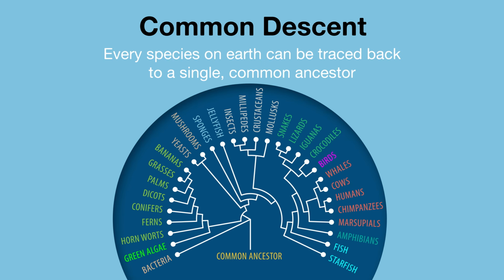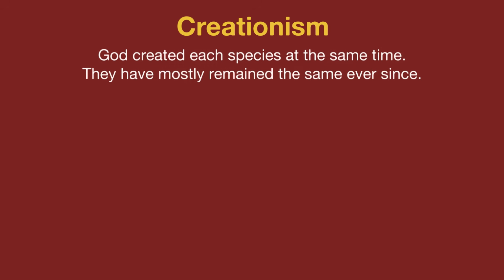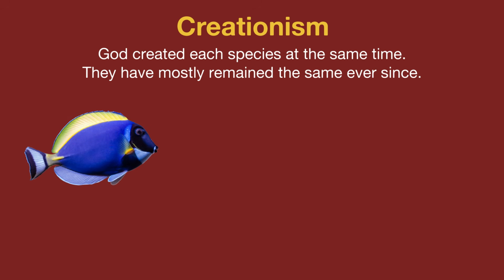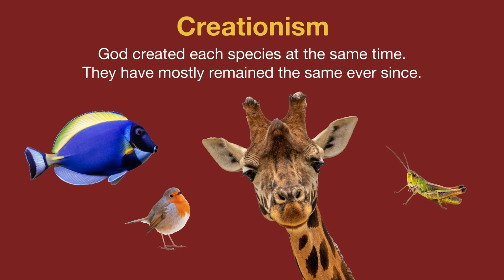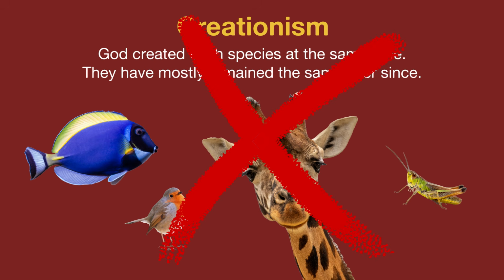Now, the opposite of the theory of evolution is the theory of creationism, which is not just any belief in a creator God, but specifically the idea that God created each species on Earth at pretty much the exact same time, and that all of those species have, for the most part, remained the same ever since. So according to creationists, fish were created at the same time as birds, and mammals at the same time as insects. So why am I so sure that creationism is wrong and that evolution is right? Well, I'm going to give you 6 reasons, starting with this one.